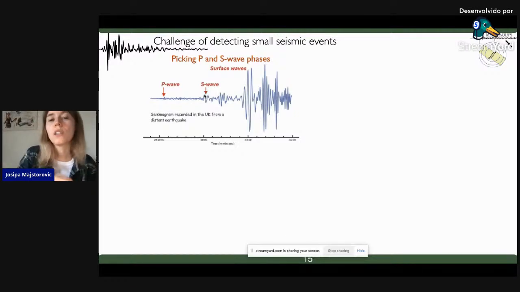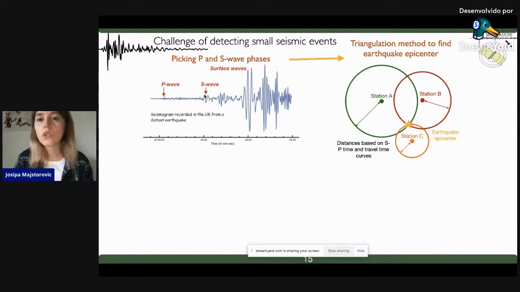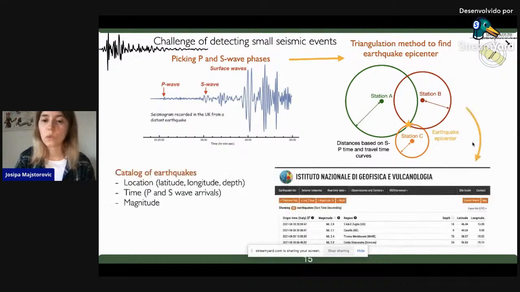To be able to locate where this earthquake is coming from, we need at least 3 stations. Why is that? For example, if you have an earthquake that happened near station A here, you can define this radius based on the S to P arrival time. If you do this for 3 stations, you get a unique location, which we call the earthquake epicenter. Once the earthquake is located, we can put it in a database, which we call the catalog of earthquakes.